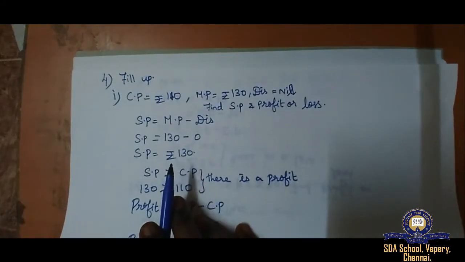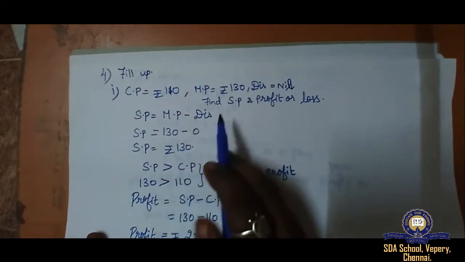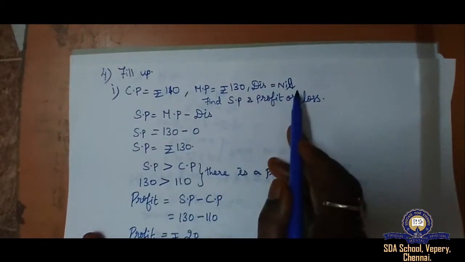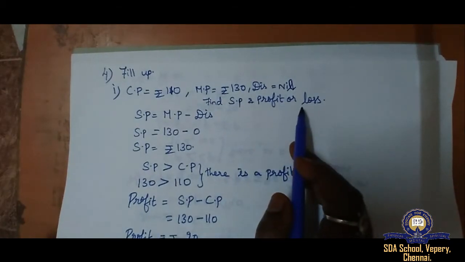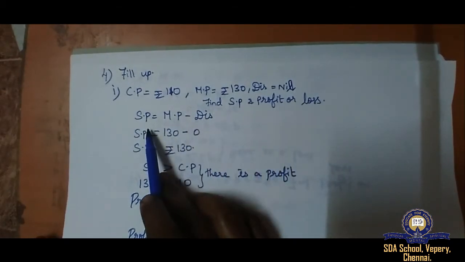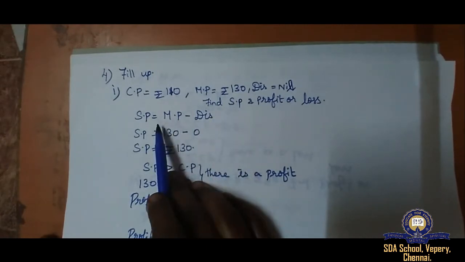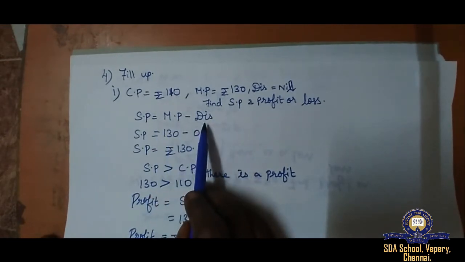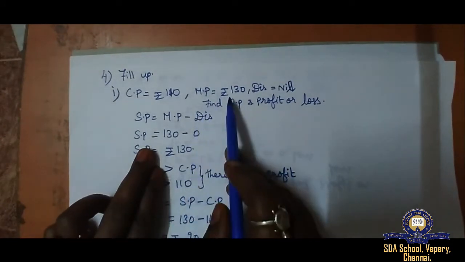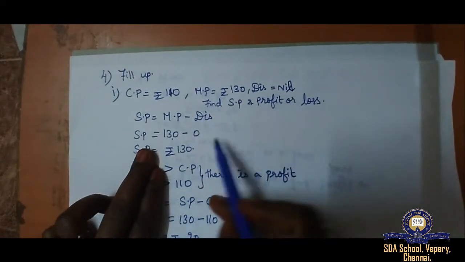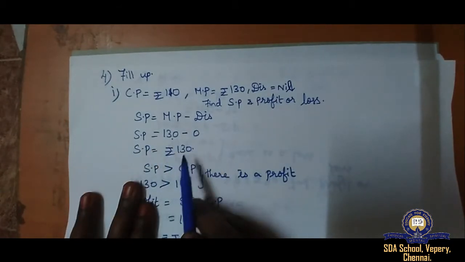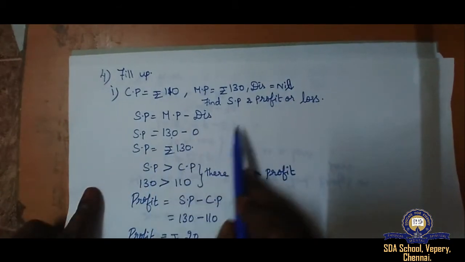First question, CP is equal to rupees 110, MP is 130, discount is nil. Find SP and profit or loss. Both we have to find out. So formula we know, finding out SP is equal to marked price minus discount. So marked price is 130. Discount they didn't give anything, nil. Nil means 0. So 130 minus 0 is 130. So we got selling price.